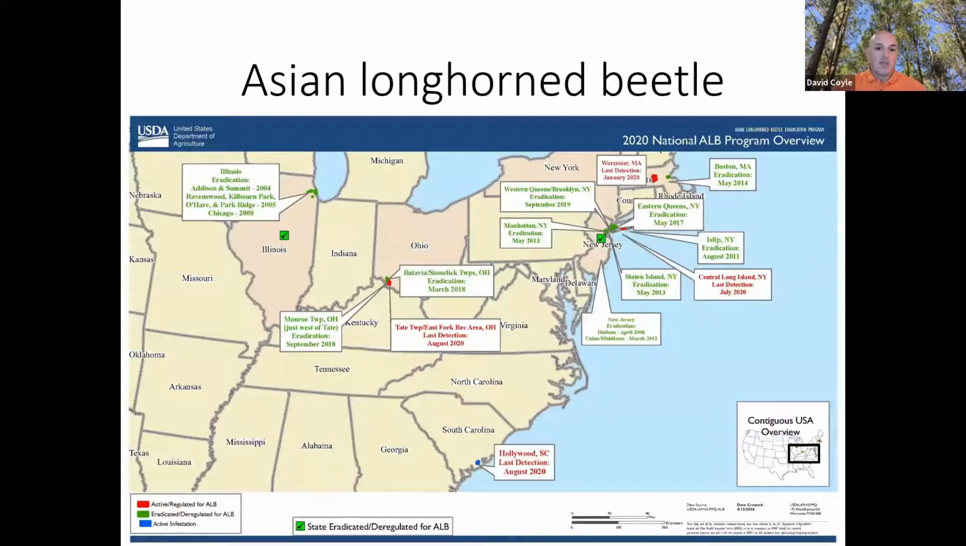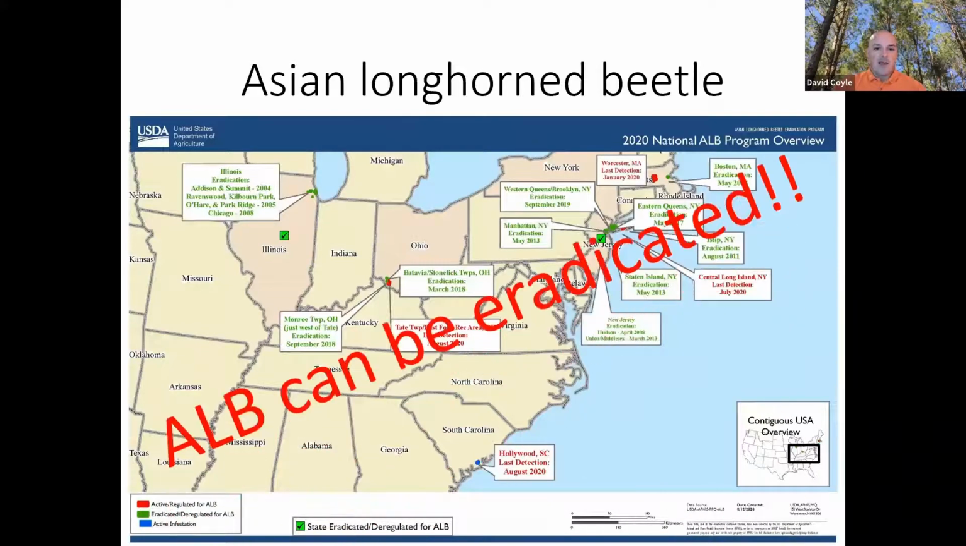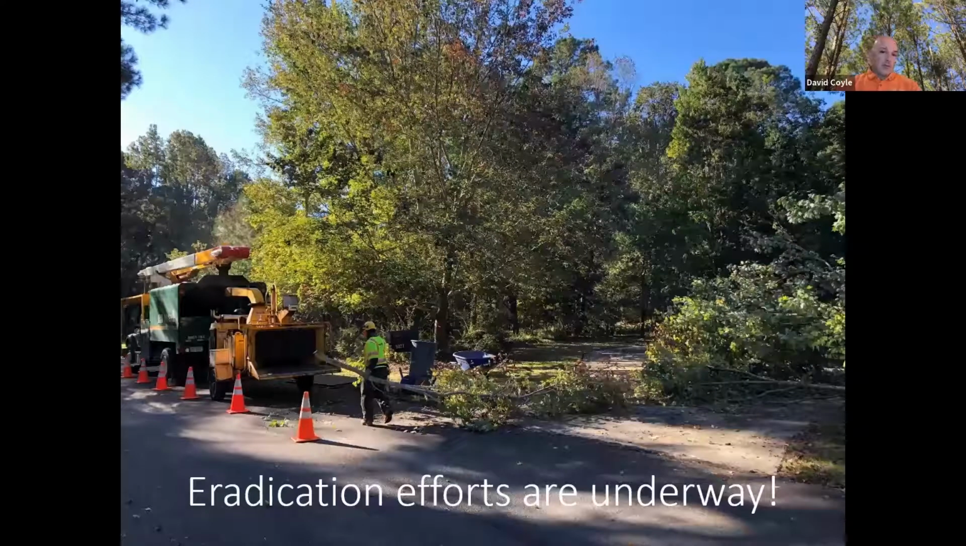Because every one of these green spots on that map is where ALB has been eradicated. You can get rid of those populations by simply removing all the trees. That's certainly a lot easier said than done, but our efforts are underway. You cut the tree down, you shove it through a chipper, and this kills all the insects inside there.